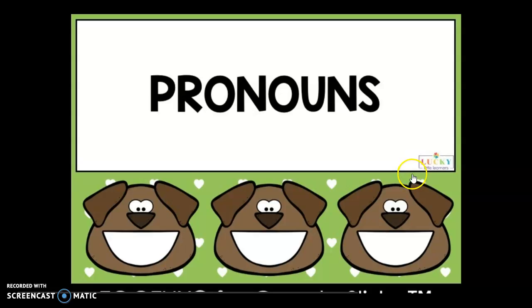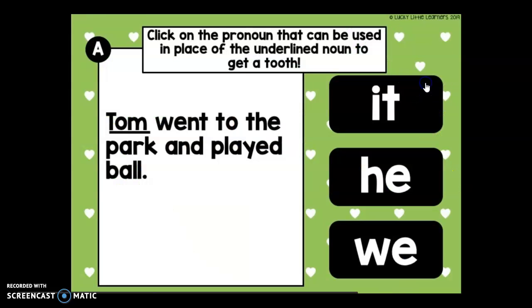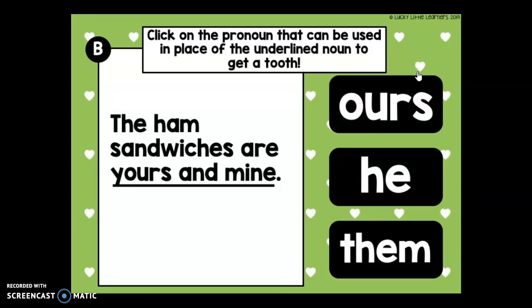And then you just have to click the screen to go through. Oops, sorry, I have to click on the tooth. So we have to click on the pronoun for the underlined word. Tom went to the park and played ball. Which of these pronouns would replace Tom? Tom is a he, so I will click he. It adds my tooth. I click on the tooth again to get to the next screen.